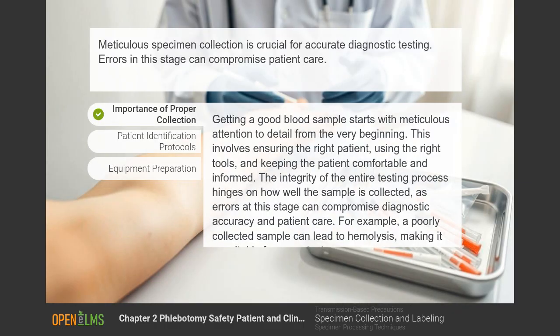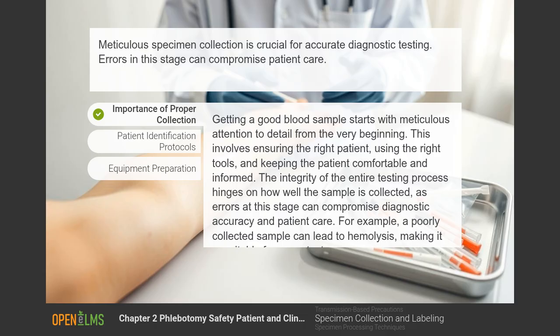Meticulous specimen collection is crucial for accurate diagnostic testing. Errors in this stage can compromise patient care. Getting a good blood sample starts with meticulous attention to detail from the very beginning. This involves ensuring the right patient, using the right tools, and keeping the patient comfortable and informed.